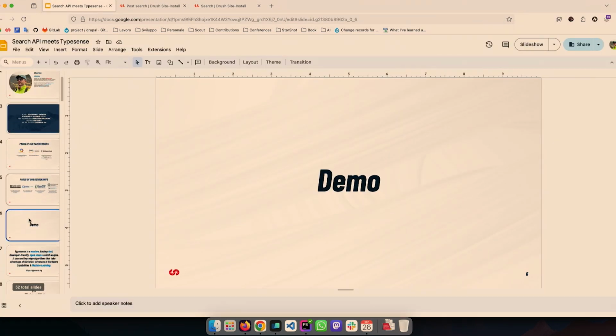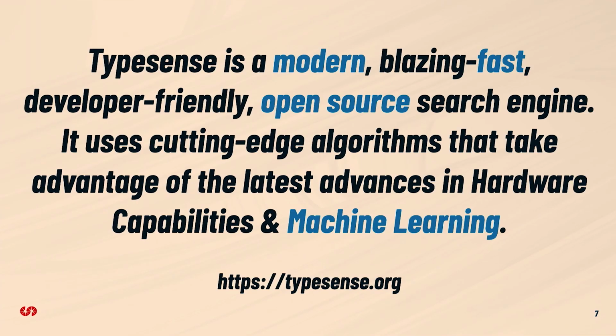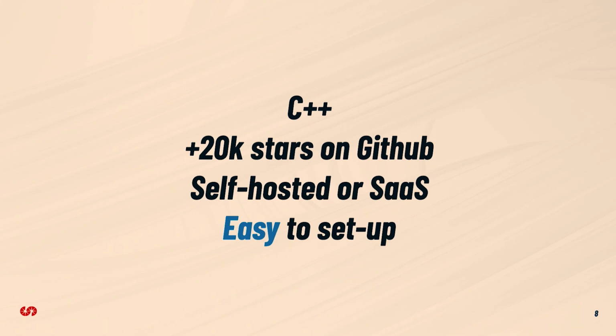Okay, so how does this work? We are using software that is called Typesense. Typesense is an open source search engine that is capable of indexing and answering a search query in a very fast way. It's open source. You can download it from typesense.org. It's free. It's written in C++. It's very active on GitHub. You can self-host it or deploy it on Typesense Cloud, which is SaaS.